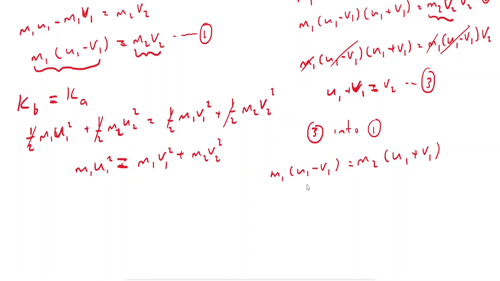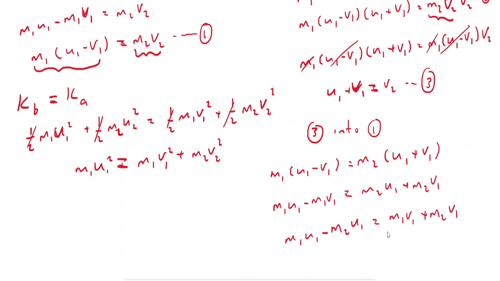I want to solve for V1. So this becomes M1 U1 minus M1 V1 is equal to M2 U1 plus M2 V1. All right, so in order to solve for V1, you take this to this side, and this to this side, and you end up with M1 U1 minus M2 U1 equal to M1 V1 plus M2 V1 as well.